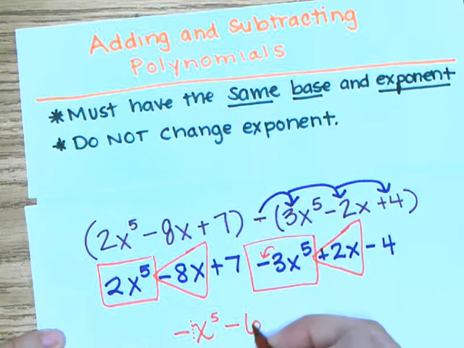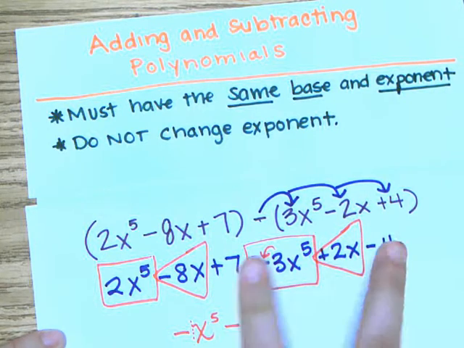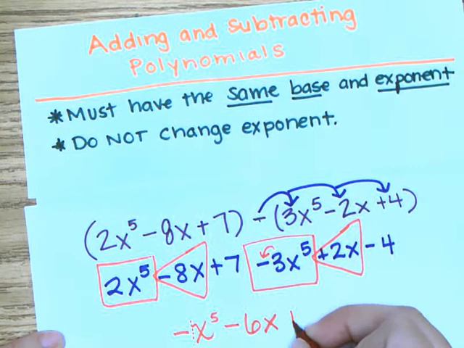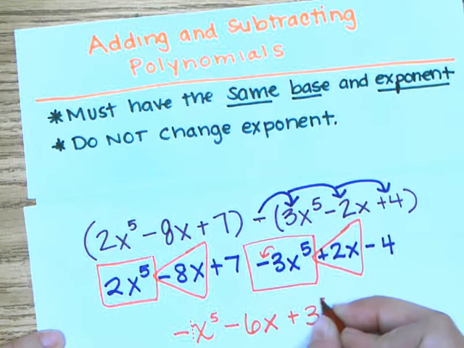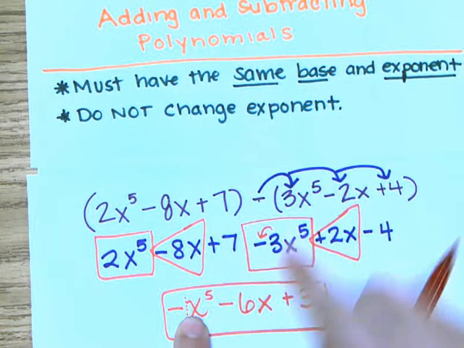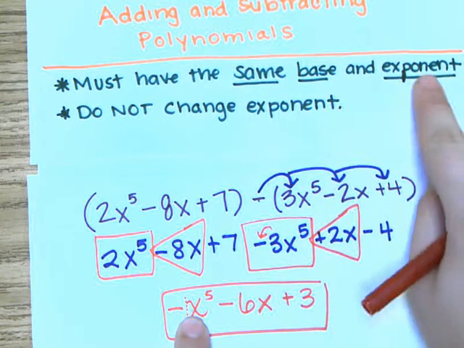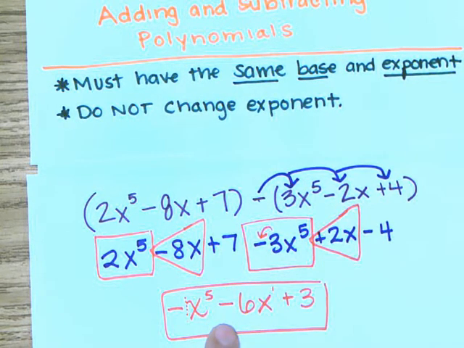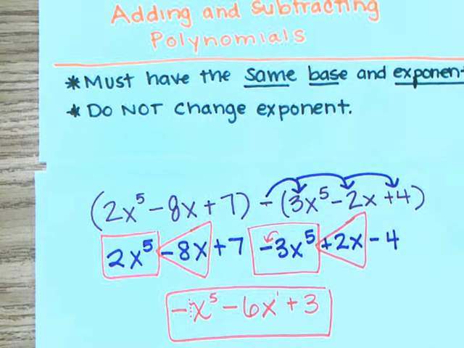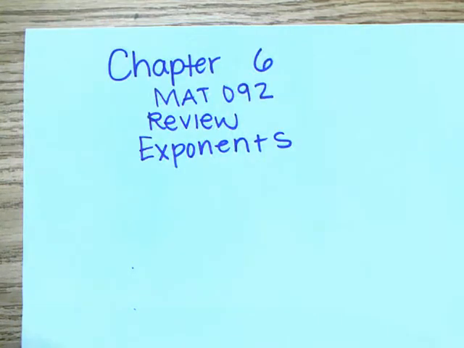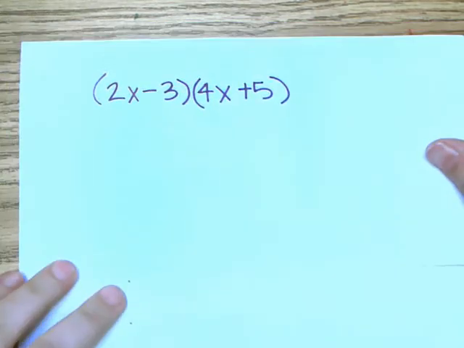And then we can combine the negative 8x with the positive 2x. They are different. This one's negative, this one's positive, so we subtract them. And then same thing, these are different, so we subtract, so we get positive 3. And we cannot go any further because these have the same base, they're both x, but they don't have the same exponent. This one's a 5, and this one's a 1.